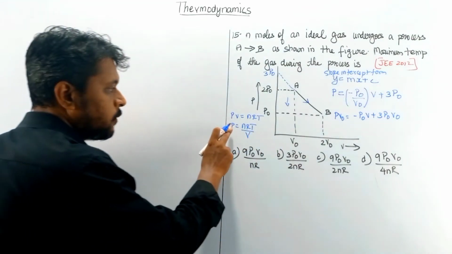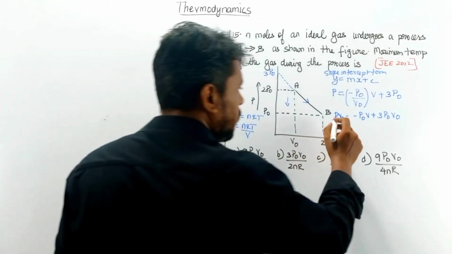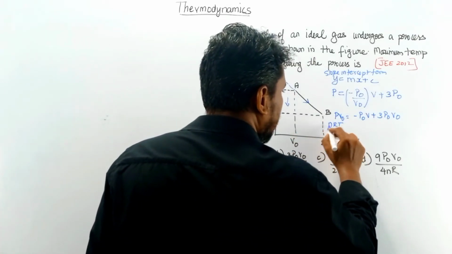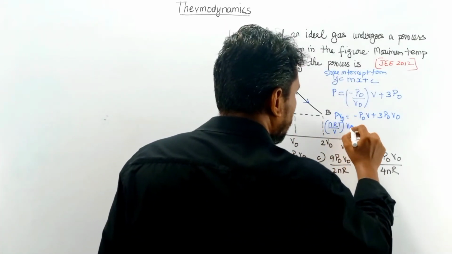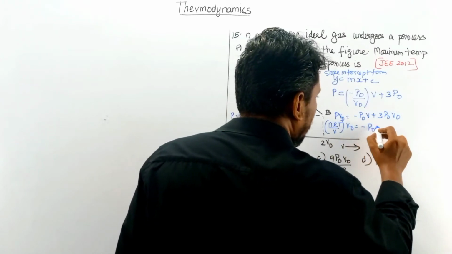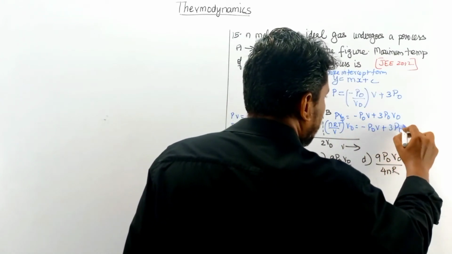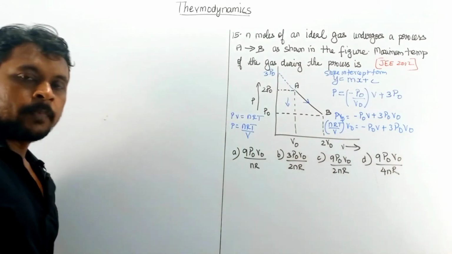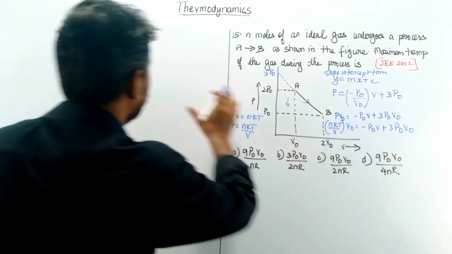Okay, so now instead of this P, replace it by this equation. So here it is nRT by V into V naught, which is equal to minus P naught V plus 3 P naught V naught. Okay, so now let us use this path now.